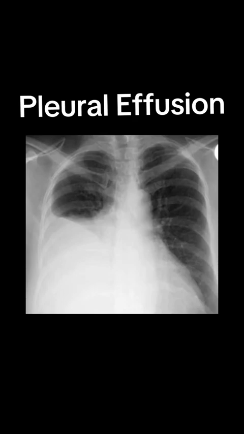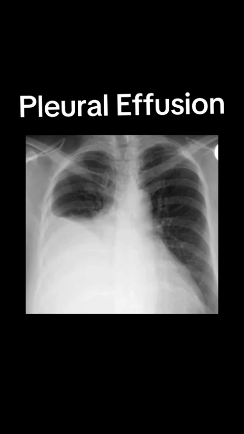Cholesterol is less than 60 in transudate, whereas in exudate it's more than 60. And total protein is less than 30 in transudate and more than 30 in exudate. And we know about the pleural fluid: the Light's criteria is just for exudate.